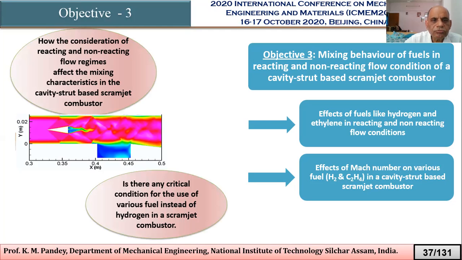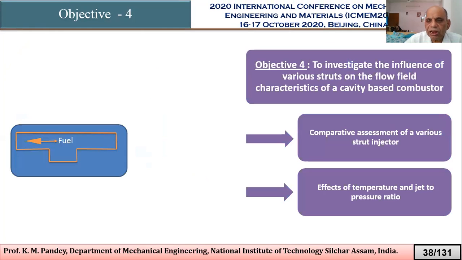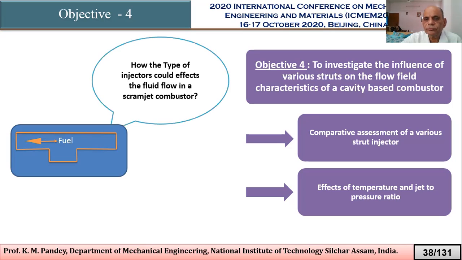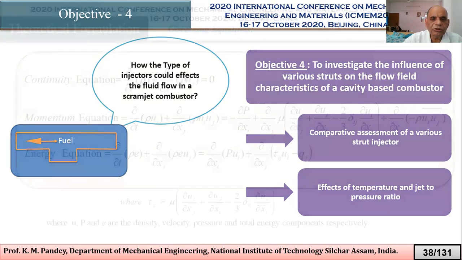So objective 4, we are having comparative assessment of various strut vectors, then effect of temperature and jet to pressure ratio that we have done. And we have not done any experimentation, we have done only numerical analysis and with 2D simulation. We have not done 3D simulation, although I know that the large eddy simulation, LES model, is the best model, but due to some limitations, we have done 2D analysis. So, this is also discussed how the type of injectors could affect the fluid flow in scramjet combustor.